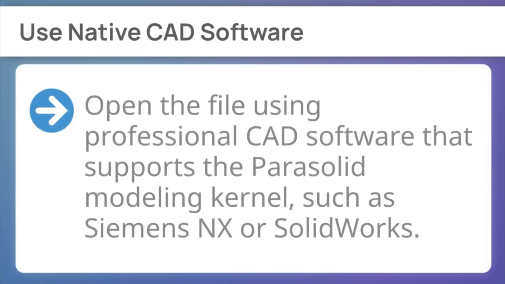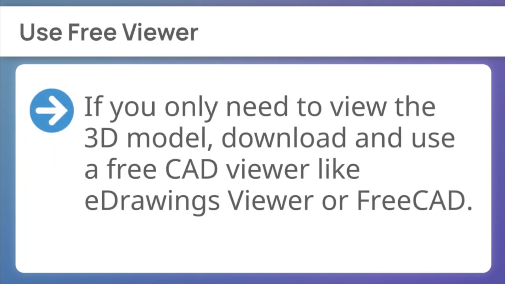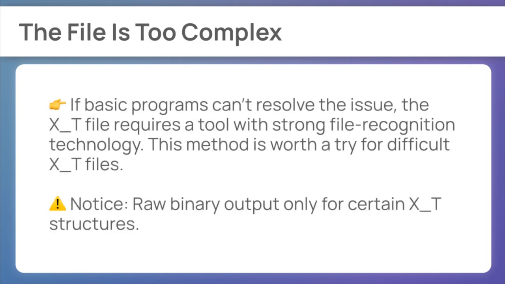First, use native CAD software. Open the file using professional CAD software that supports the Parasolid modeling kernel, such as Siemens NX or SolidWorks. Next, use a free viewer. If you only need to view the 3D model, download and use a free CAD viewer like eDrawings Viewer or FreeCAD. Finally, convert online. Use an online conversion tool like Zamzar to convert the file to a more accessible format such as STEP or STL. If the initial fixes didn't work, we now know the file's resistance is extremely high.